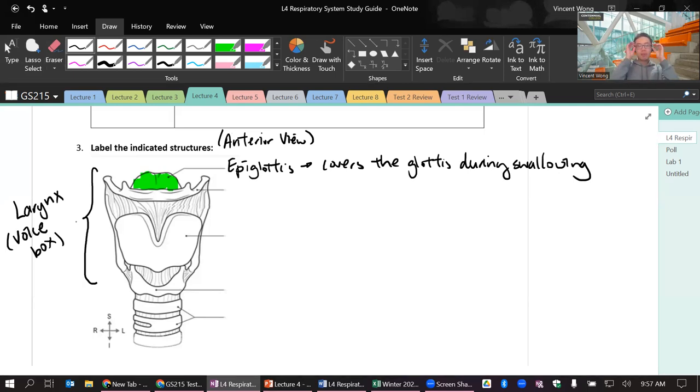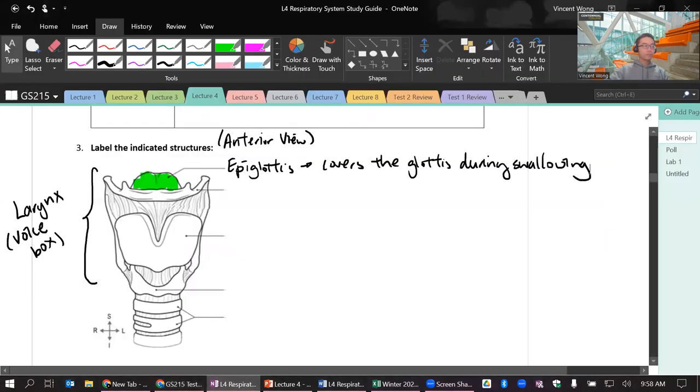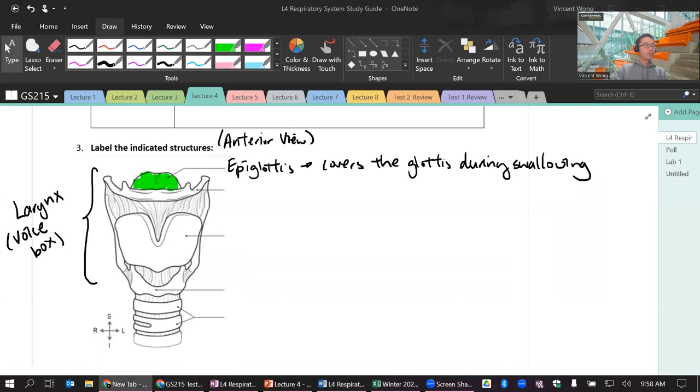People have this misconception. They think the epiglottis is like a toilet seat. It opens and closes like that, up and down. But the epiglottis actually doesn't really move, okay? It's your larynx that gets pushed up against it when you're swallowing. And that creates a tight seal, which prevents the food from going into your airway.